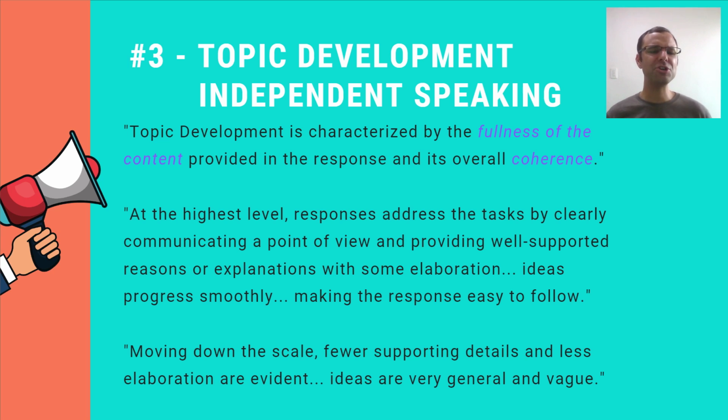Now, again, it wants your ideas to progress smoothly, making the response easy to follow. Again, that's the sort of thing that can be achieved by using a nice template or a kind of structural plan. So again, that is in my guide to the first speaking question. To quote the manual again, moving down the scale, fewer supporting details and less elaboration are evident. Ideas are very general and vague.